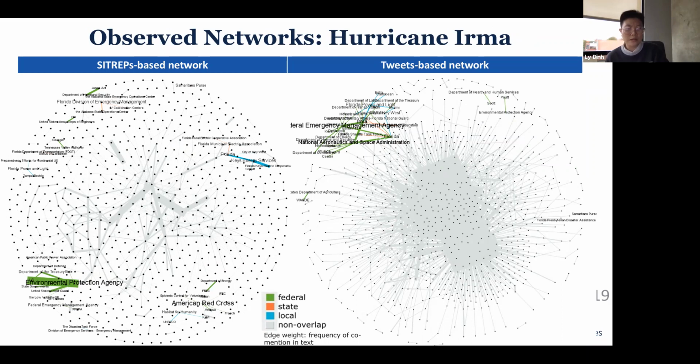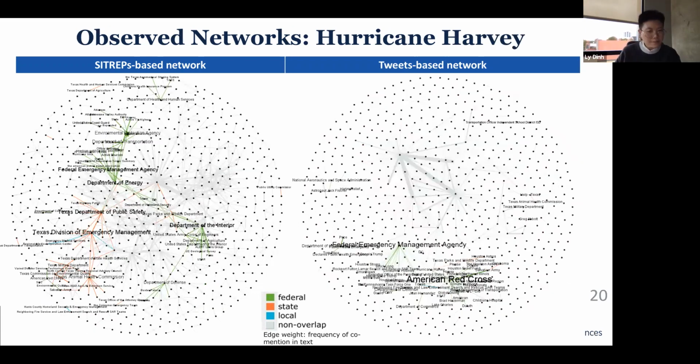It was so interesting. For local though, this is interesting for Irma because a lot of electric companies like Keys Energy Services here or the Florida Power and Light were very heavily mentioned and heavily involved with other organizations to be able to ensure to get power back up, for example.